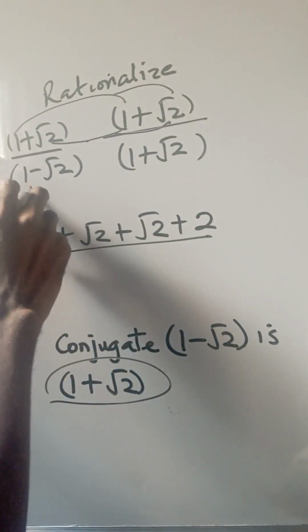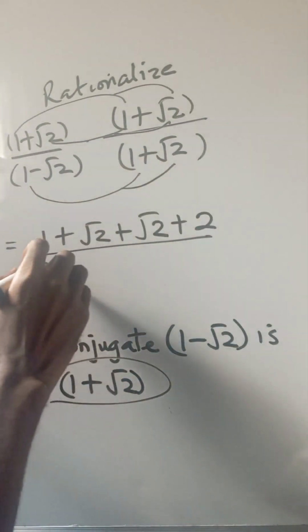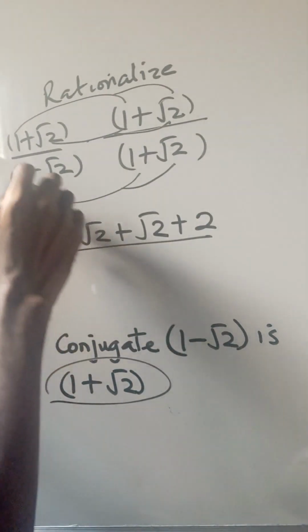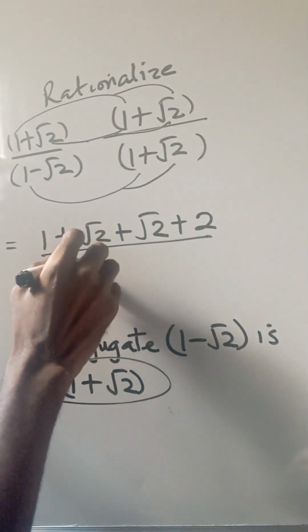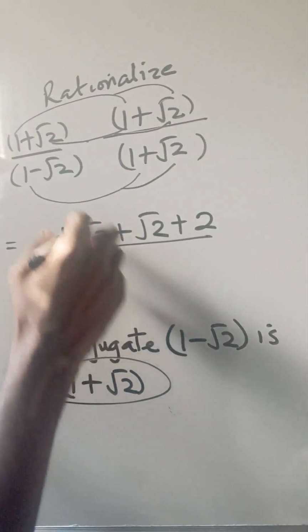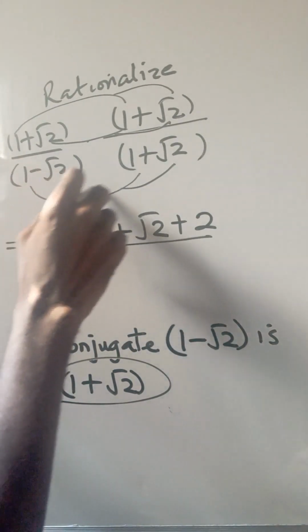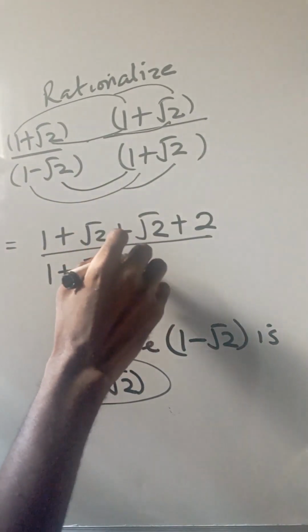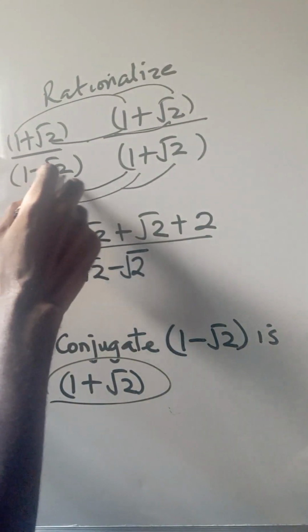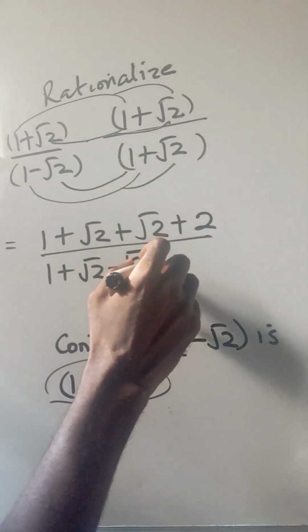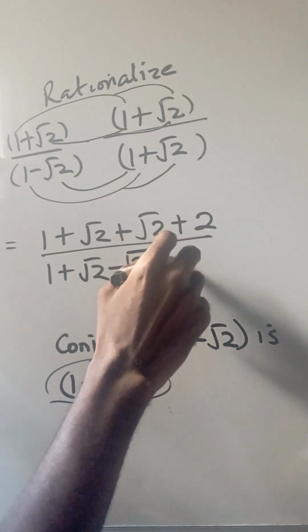Divided by 1 will times this and this. 1 times 1 is 1. 1 times plus root 2 is plus root 2. Now, minus root 2 times 1 will be minus root 2. And minus root 2 times plus root 2 will give us minus root 4, which also means 2.